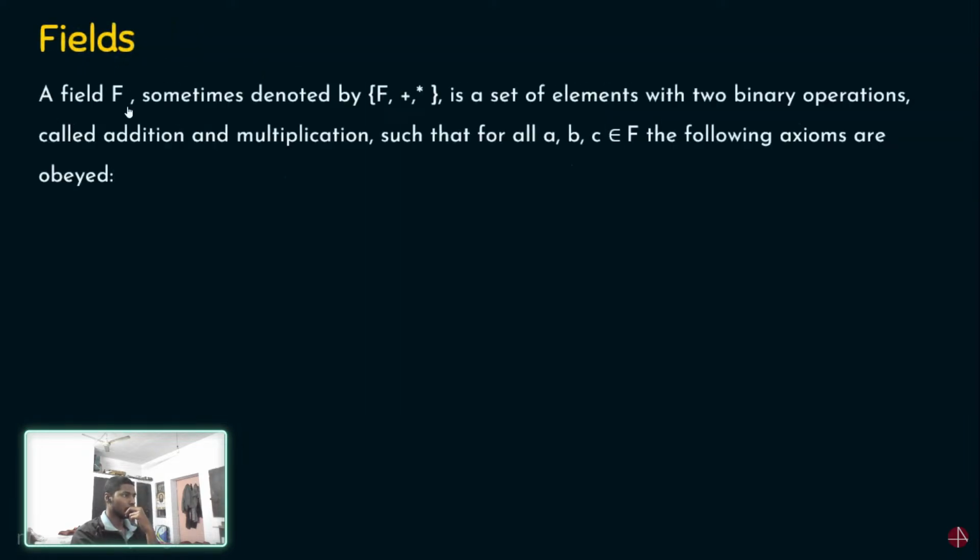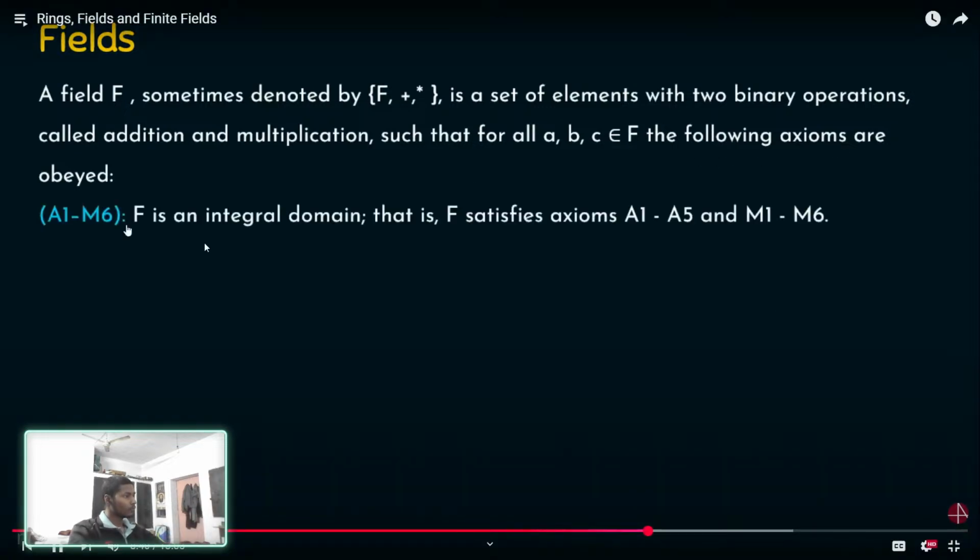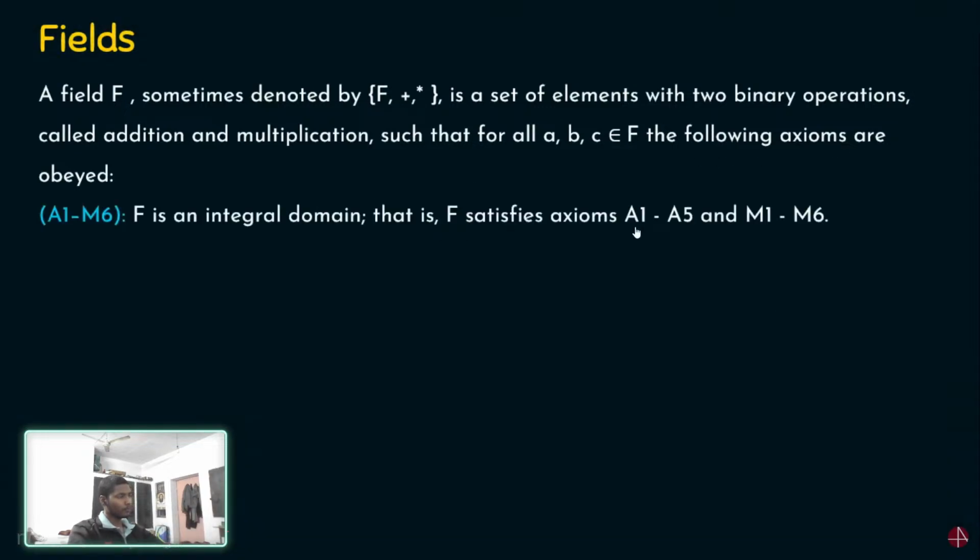What is a field? A field F, sometimes denoted by F, plus, star, is a set of elements with two binary operations like the ring, which are called addition and multiplication. In a ring, we have seen it as R, plus, star. In a field, we use F, plus, star, such that for any three elements A, B, C that belong to the field F, the following axioms are obeyed. It means this field is already a group and an abelian group, that is A1 to A5 should be satisfied, and it should also be an integral domain. Obviously, an integral domain is a commutative ring, and a commutative ring is actually a ring. So from M1 to M6, all the previous conditions we have seen should be satisfied.